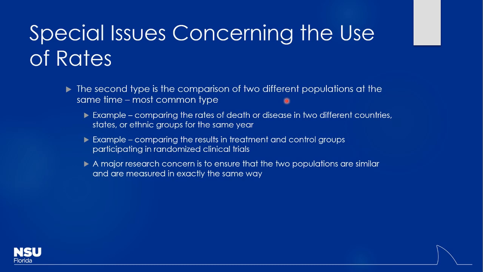A second type could be between 2 different populations at the same time, right? This is probably the most common one you're going to run into, right?